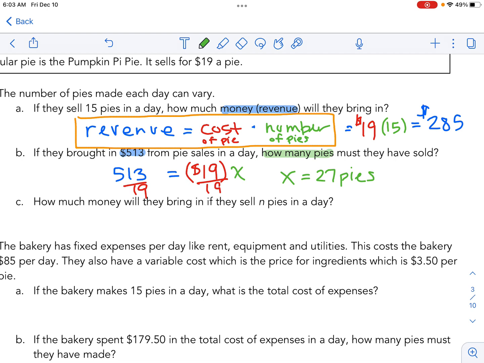So it's coming up with a model, and then it's using that model to answer what I would call situational questions, right? Contextual, so to speak, questions. And so this last one says, how much money will they bring in if they sell N pies in a day? So now we're really starting to get into the writing of this expression. The idea is we've got some fixed numbers, and some numbers that can vary. The fixed number is 19. We know that a pie costs $19, at least right now it does. And the numbers that can vary are how many pies we sell and how much total money we get from selling those pies.